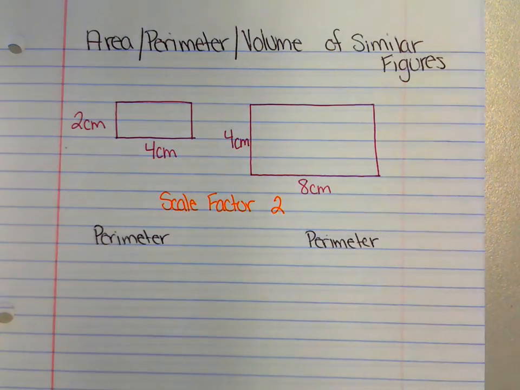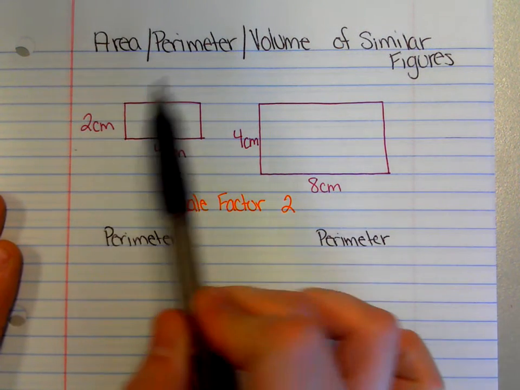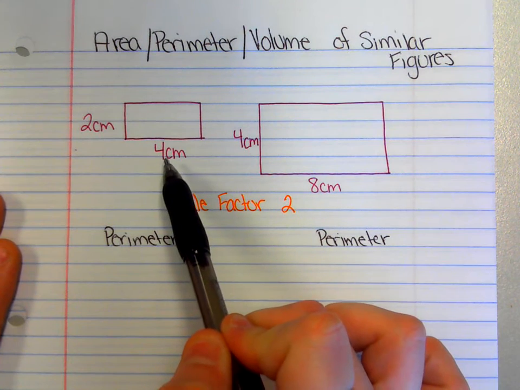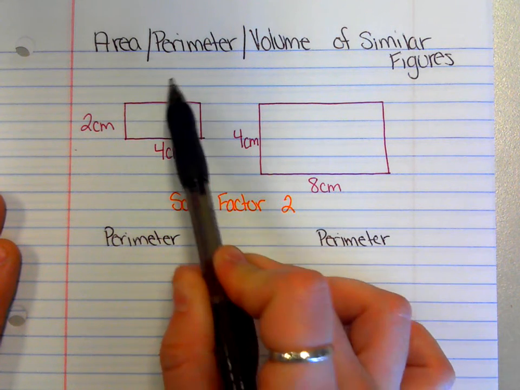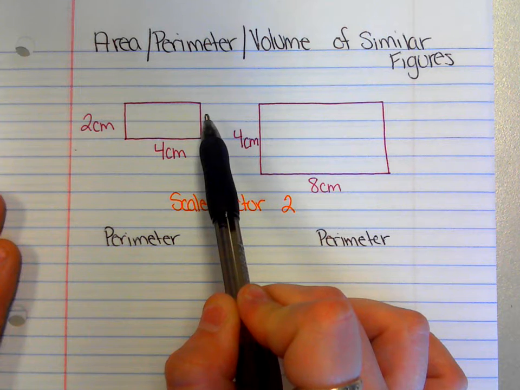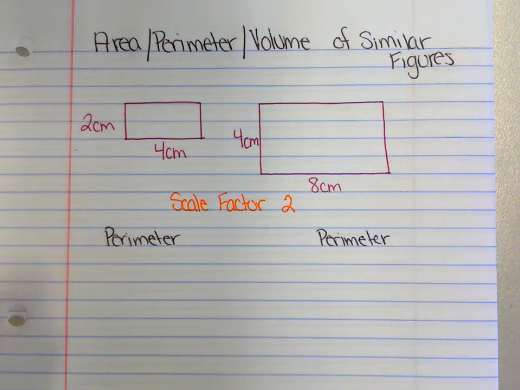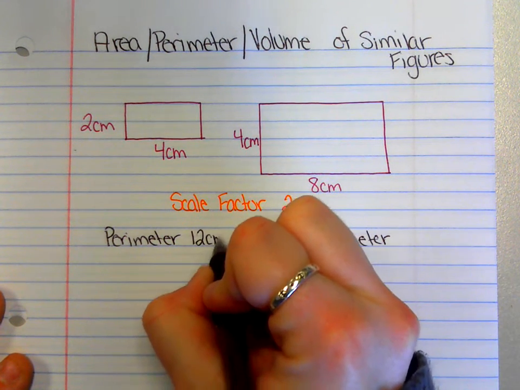What we're going to look at first is the perimeter. Now, to find the perimeter of a shape, you just add up all the sides. So on this small rectangle, I have 2 and 4. Since it's a rectangle, you have to assume the other parts are also 2 and 4. So 2 plus 4 is 6, plus another 2 would be 8, plus another 4 would be 12. So our perimeter would be 12 centimeters.